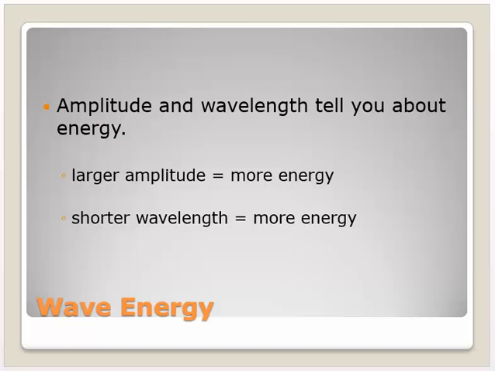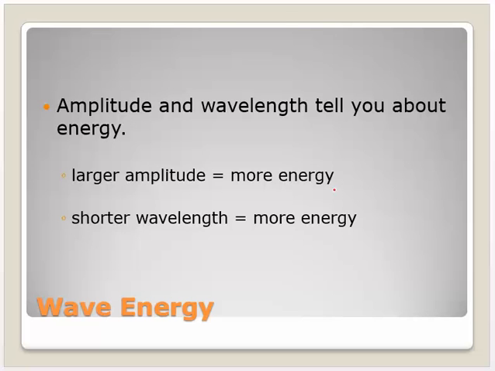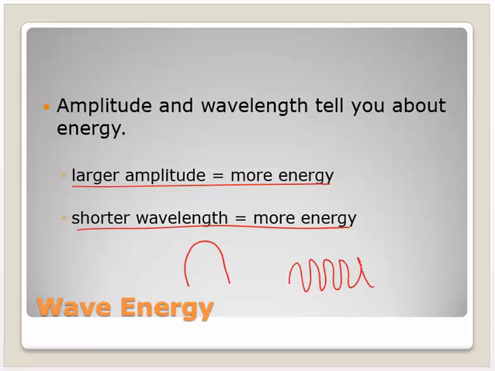Well, what do amplitude and wavelength tell us about energy? Because everything's about energy here in ICP. And what we find out is larger amplitude means more energy. Shorter wavelength means more energy. So again, larger amplitude, more energy, shorter wavelength, more energy. So the higher a wave is, the more energy. And the more waves we have, more energy.